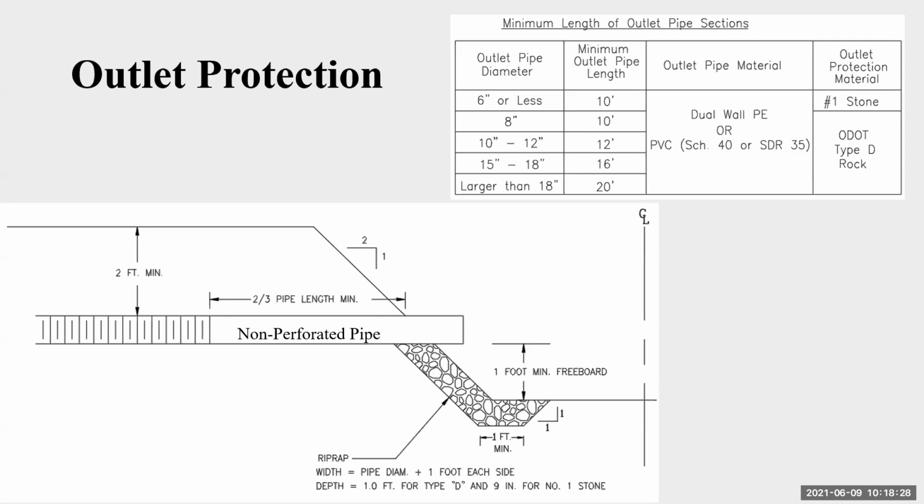The other thing is on your outlet pipe, you always want to have a non-perforated pipe where about 2/3 of that pipe length is in the ground, so that you don't have any outside water movement outside the pipe causing erosion where the pipe could fail.